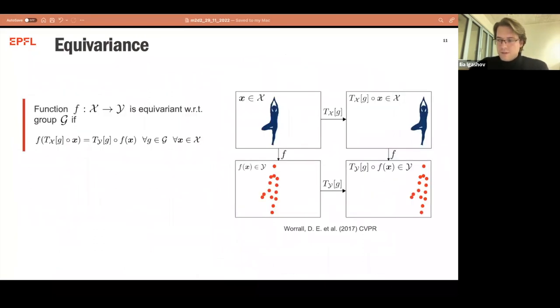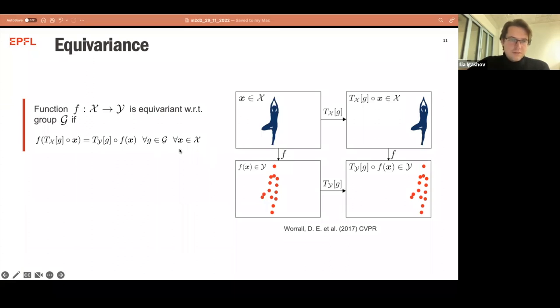When operating on geometric objects, it's also very important to take into account different symmetries of the space and design functions that respect the symmetries. For example, if we transform the input of some function, we want the output of this function to change accordingly to the transformation of the input, as shown in this image. Such functions that follow this requirement are called equivariant with respect to specific transformations.